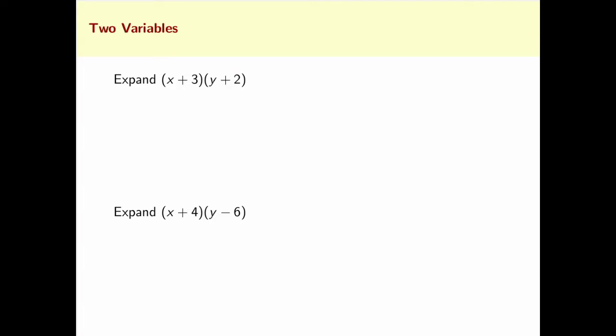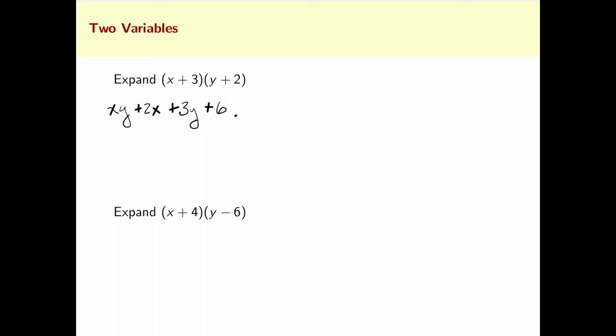Here's another example. What if we have two variables? Say we want to multiply (x + 3) times (y + 2). We can do this with FOIL as well. So the first term together is x times y, so we simply write xy. The outer term is plus 2 times x, so that's plus 2x. The inner term is plus 3 times y, so it's just 3y. And then the final term is 3 times 2, which is plus 6. We can't simplify this, so we're done at this point.